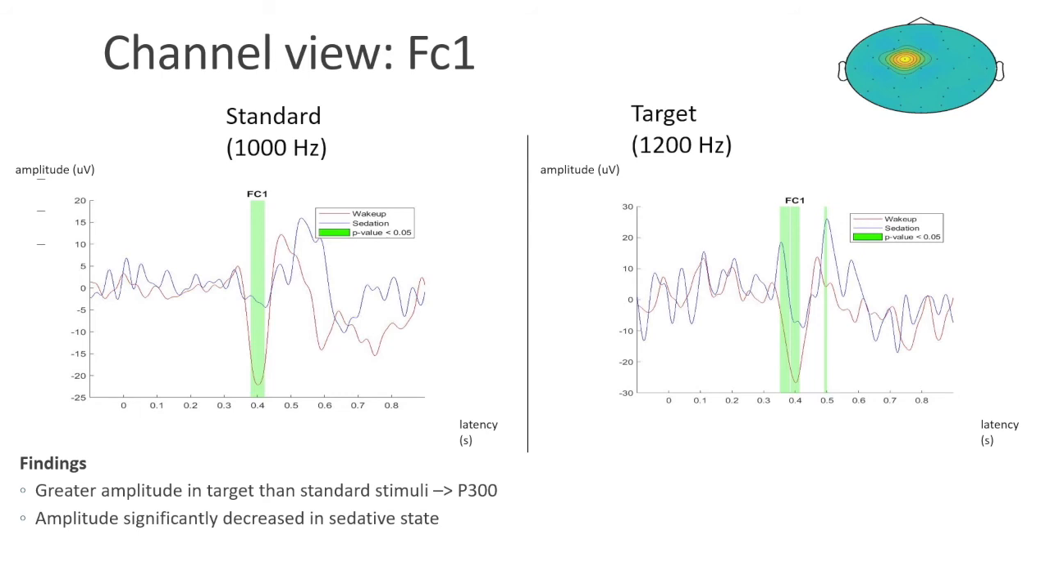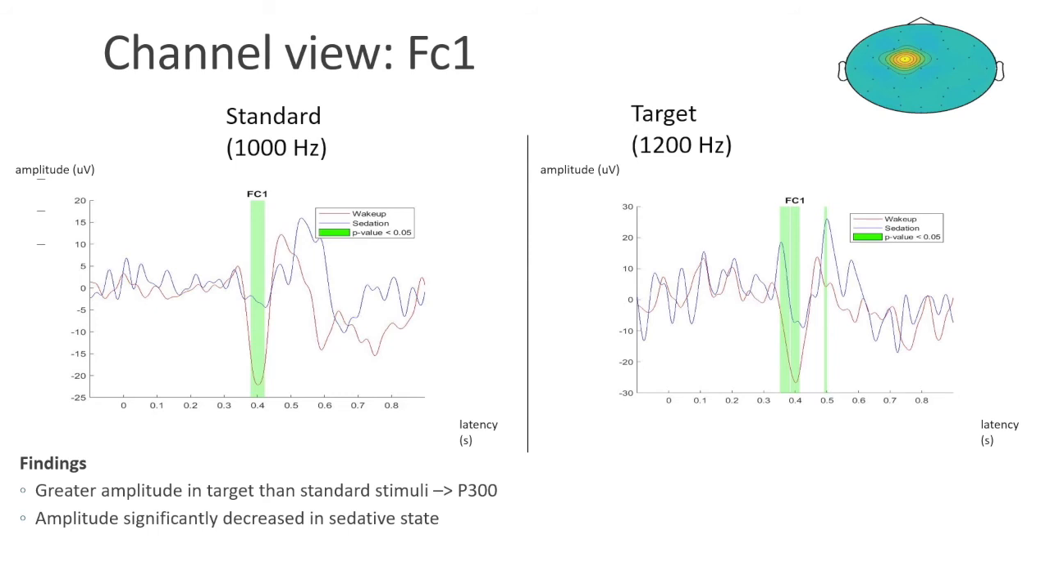Based on the above results, electrodes FC1, FC2, C3, and Cz from the central and parietal regions were selected to observe the temporal changes in ERP. This is the average time domain graph of the FC1 electrode in standard and target stimuli.